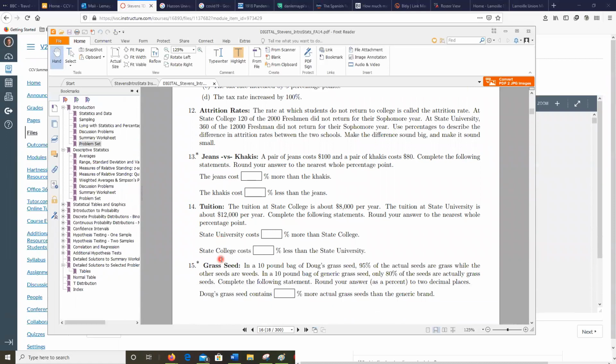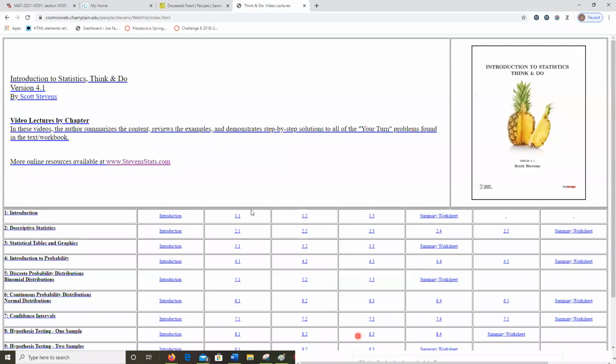Okay, so that's what I would do to break this down, and then just do the same thing. Let's see, where's Scott Stevens' website? Or do I have that in Chrome? I think I opened it up in Chrome, didn't I? So we've got to get through this now.